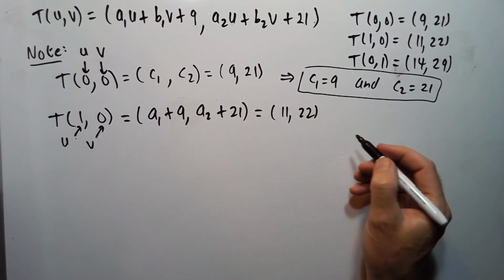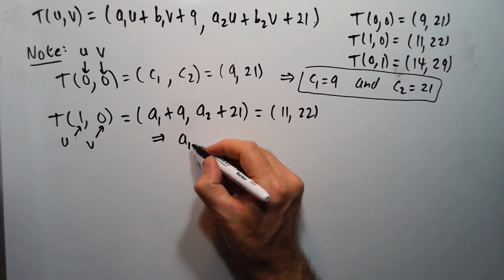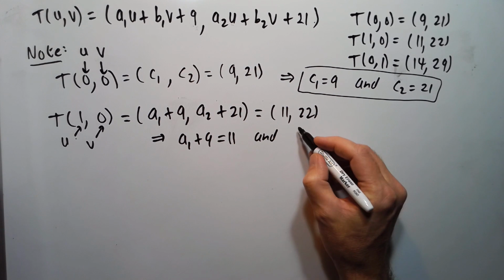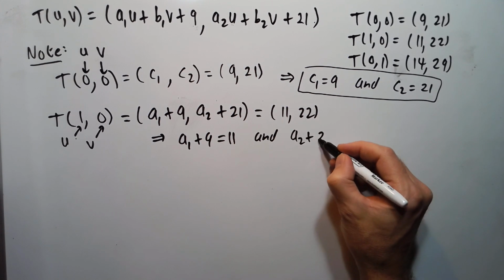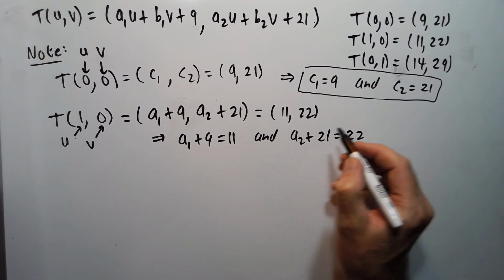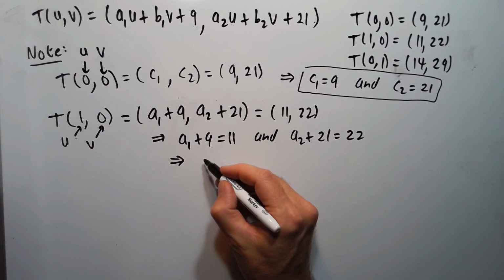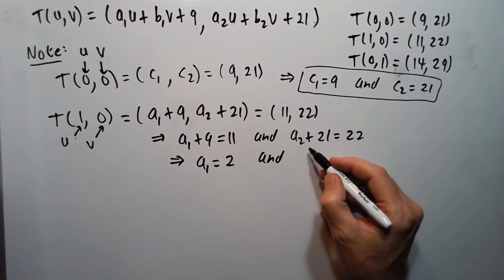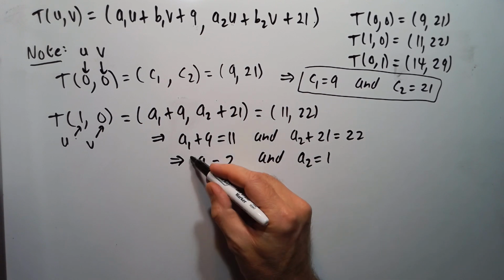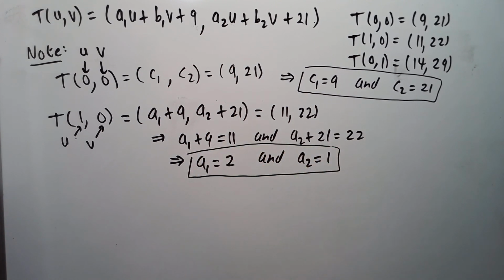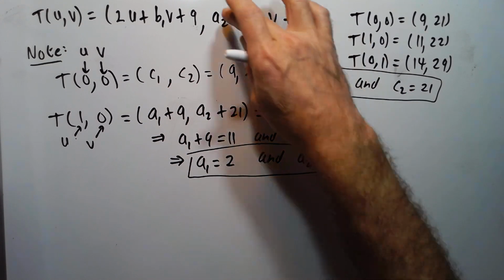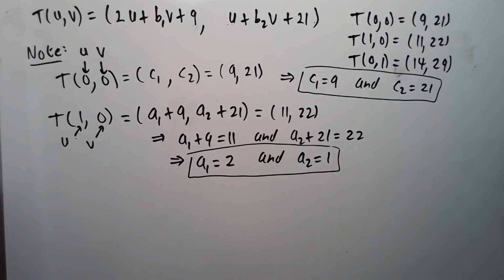So it means we have A1 plus 9 has to equal 11. And A2 plus 21 has to equal 22. So subtracting 9 here, let's see that A1 then would have to be 2. And subtracting 21 on both sides, A2 would have to be 1. So we got those two. And what we can do now is just go back up to my A1 here and put a 2 here. And my A2 is a 1, so put a 1 there. So we got that. We're just left with the B's now.